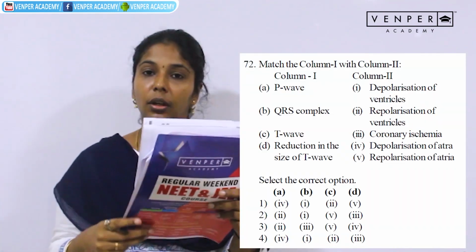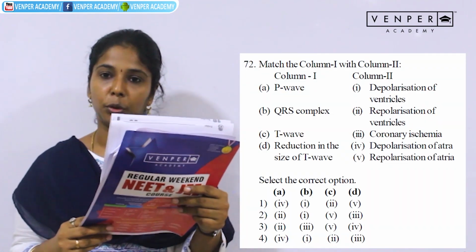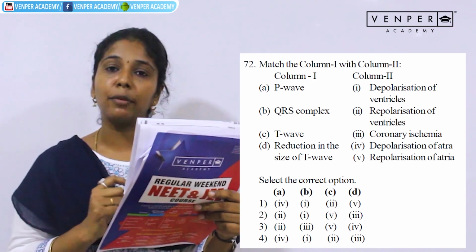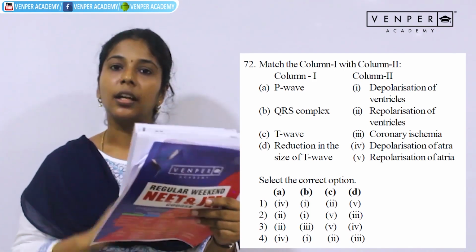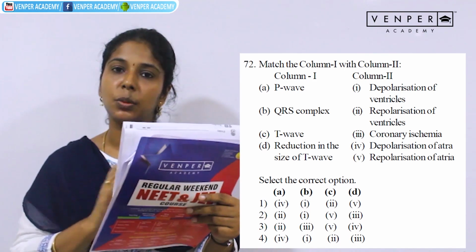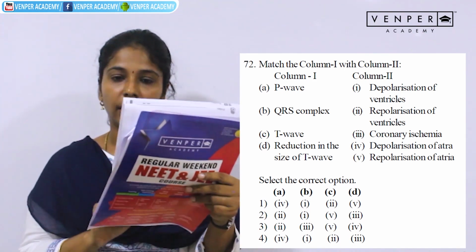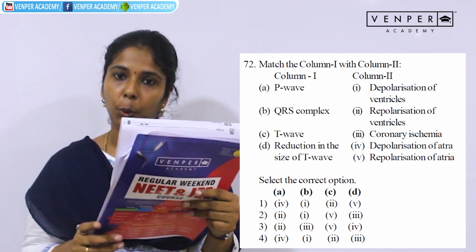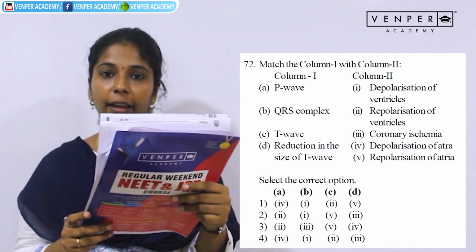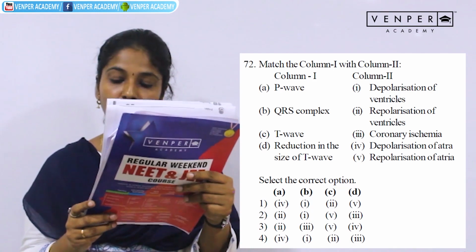Question number 72. Match column 1 with column 2. In column 1, the waves of the ECG have been given, and in column 2, the events which take place during the waves are given. Column 1: A, P wave; B, QRS complex; C, T wave; D, reduction in the size of T wave.